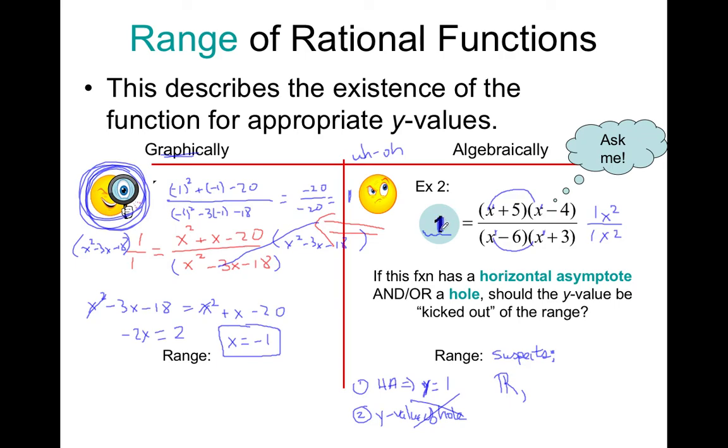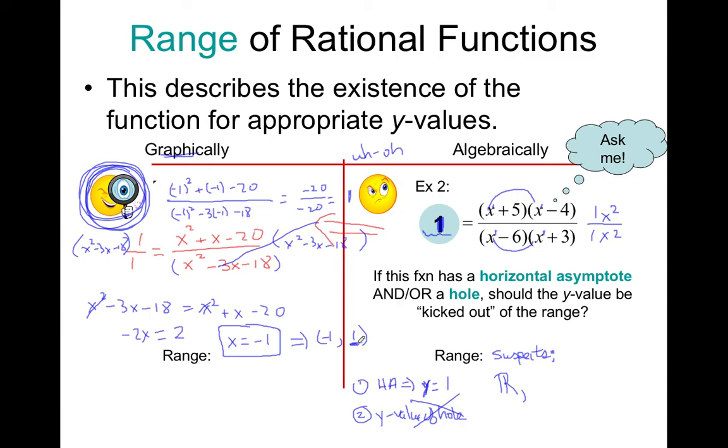What x will create 1? When x is negative 1, I generate 1. So that means on the graph, there is a point. When x is negative 1, y is 1, you would plot that point. Therefore, is y used by this function? Yes. 1 has been cleared.